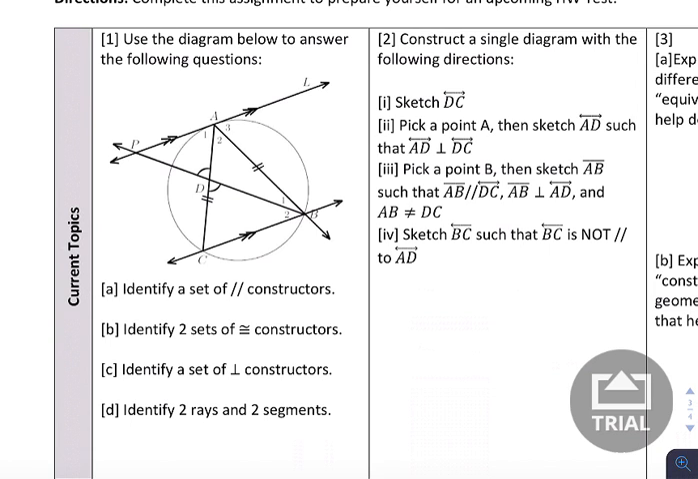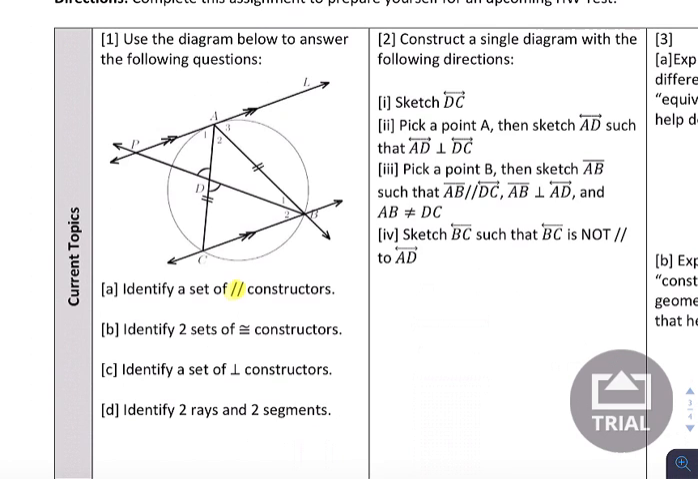Identify a set of constructors. In this case, we're talking about parallel constructors. So please recall that symbol means parallel. The geometric symbols typically will mimic the structures you see in a diagram. So we have two lines that generally look parallel. So that's what you want to identify.